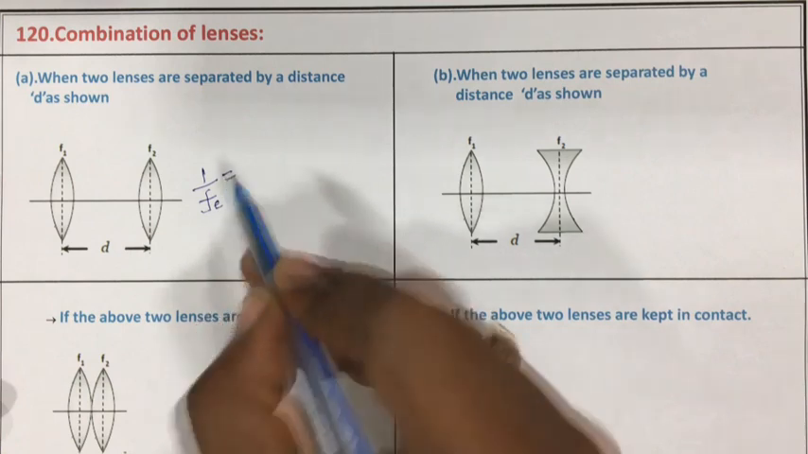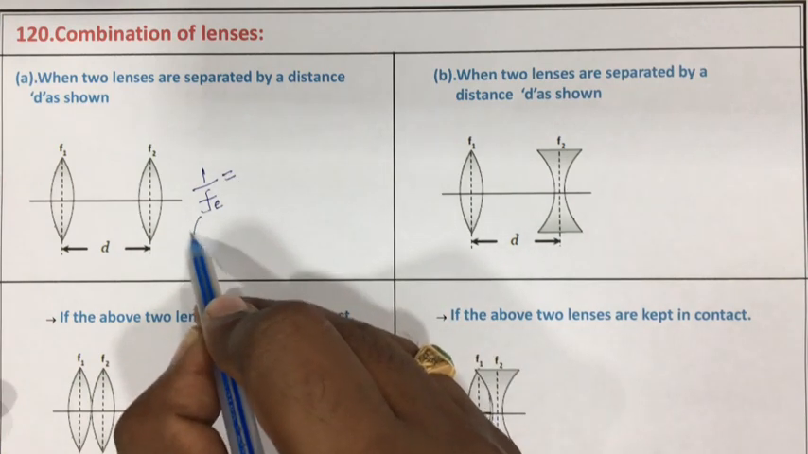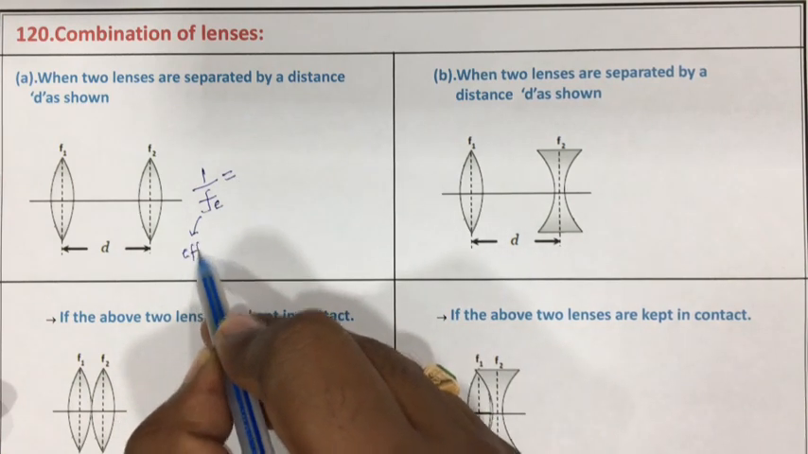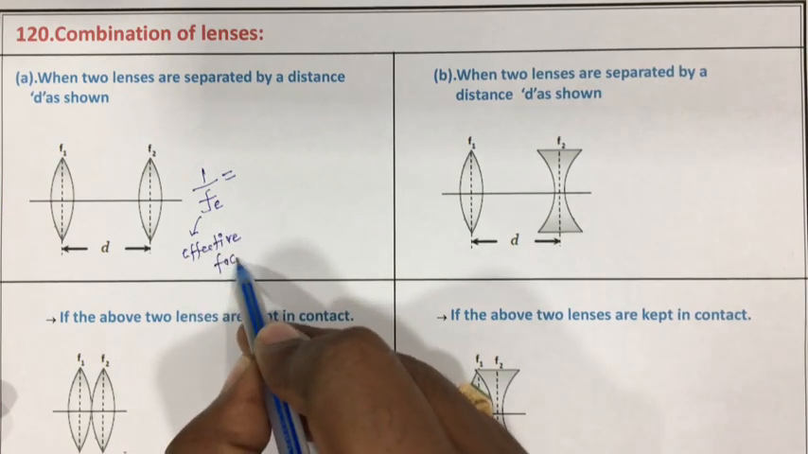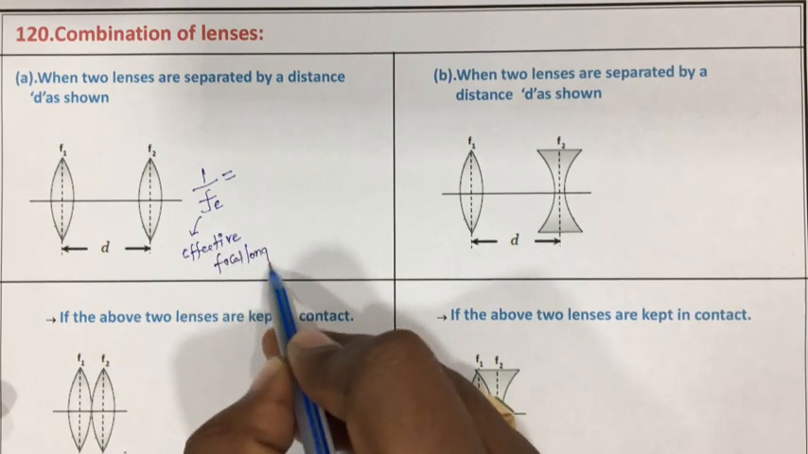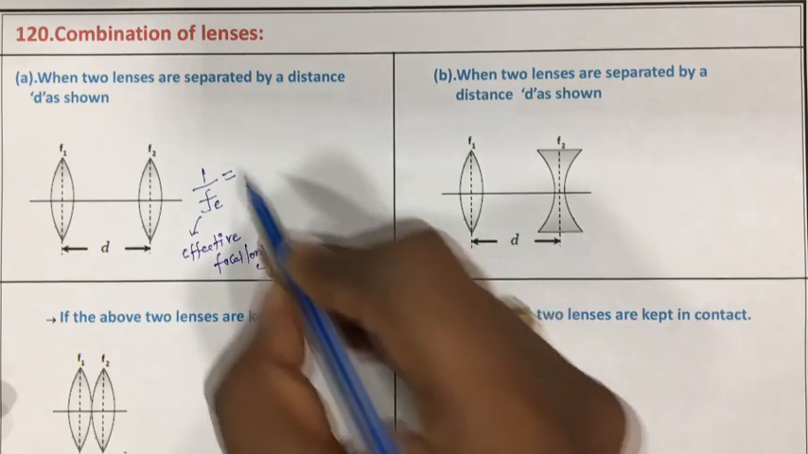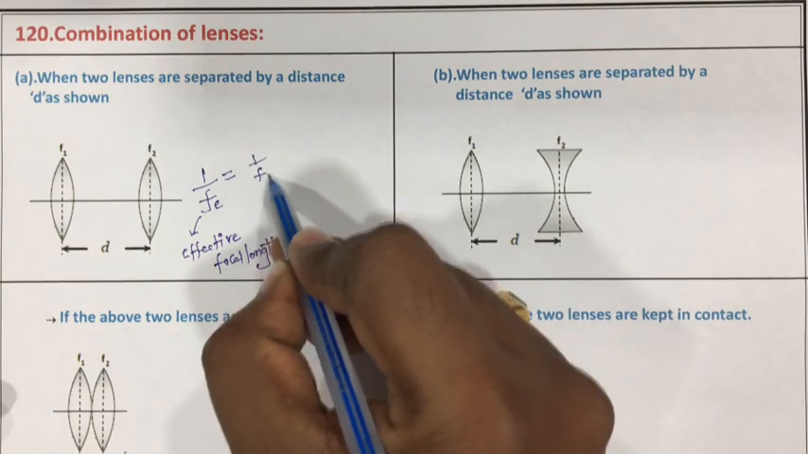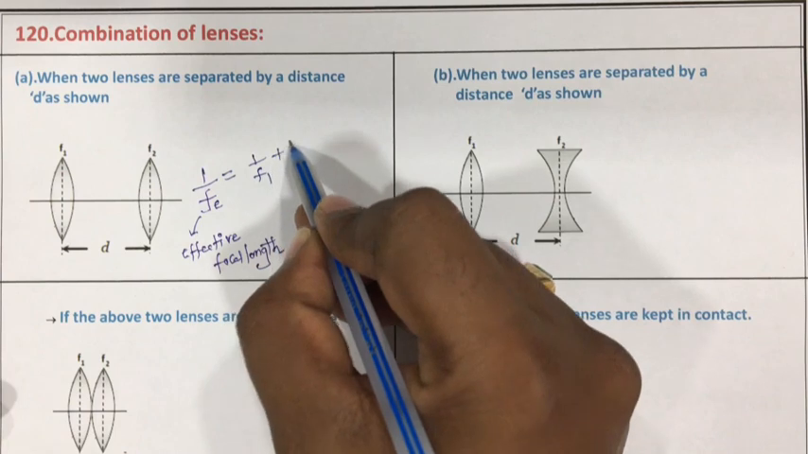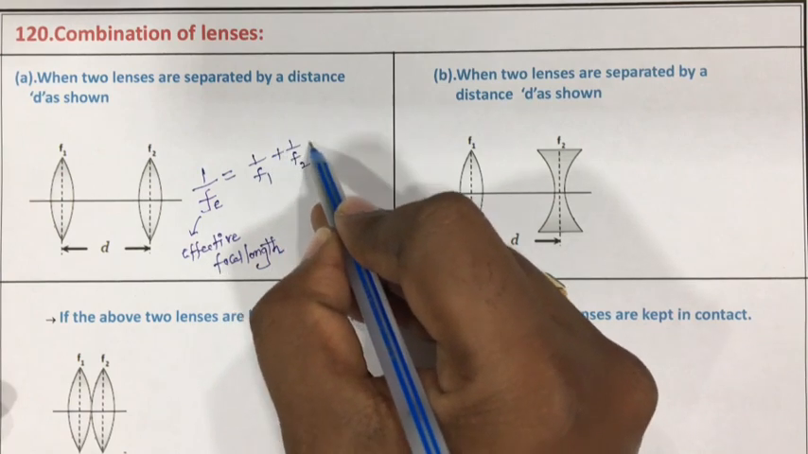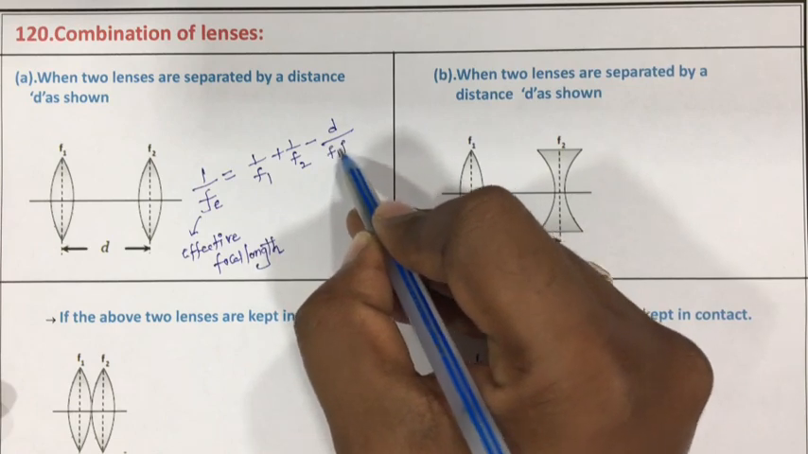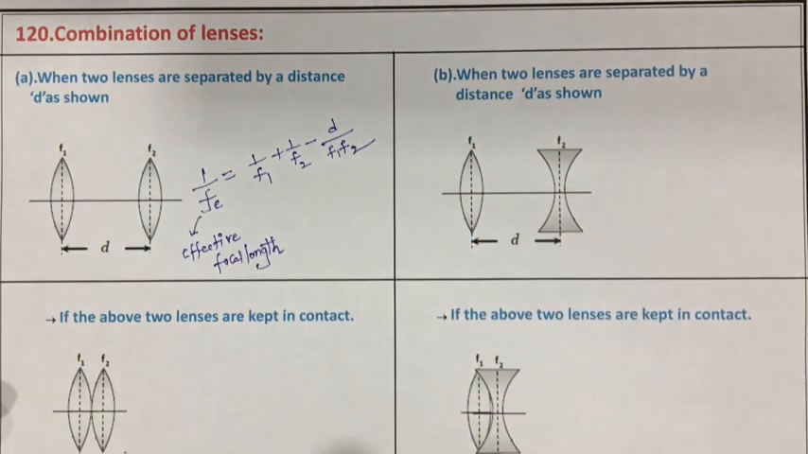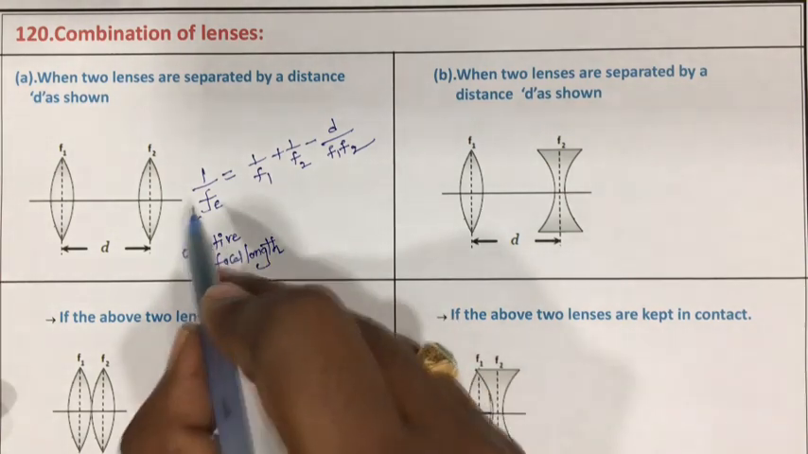1/Fe. Fe means effective focal length. The formula for effective focal length is 1/f1 plus 1/f2 minus D upon f1 f2. Please memorize this formula. What is the formula for power?